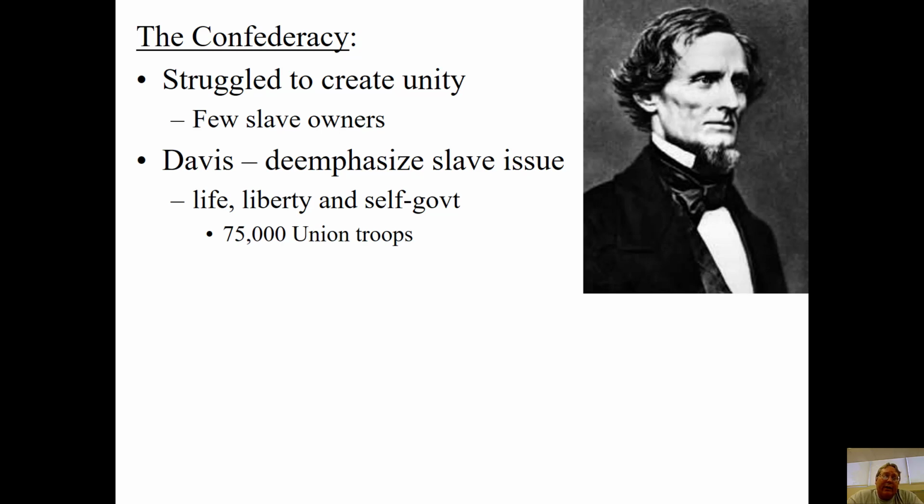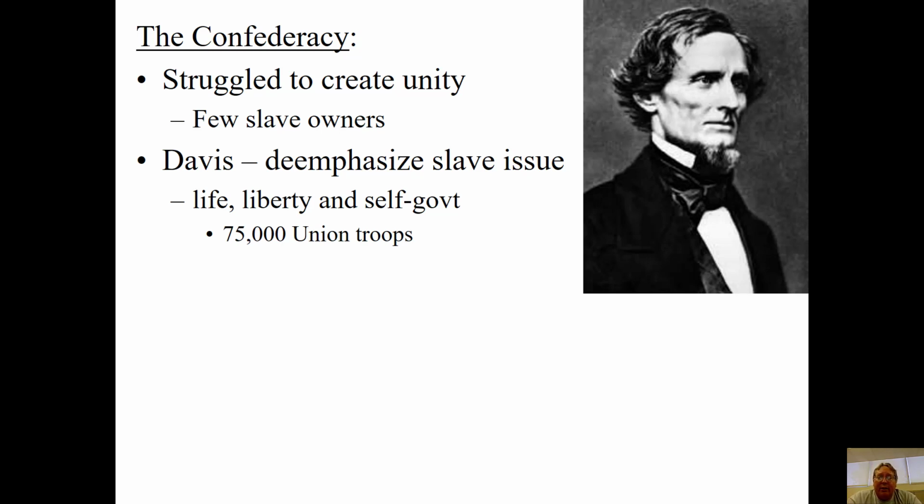Now, what's interesting is they can choose a leader pretty quickly, right? Once the Confederacy was created, most Southerners agreed Jefferson Davis should be our guy. He's got experience in government, in national government. He was the Secretary of War in the Pierce administration. He was in battle in the war with Mexico. He knows how to win wars. Let's make him our guy.